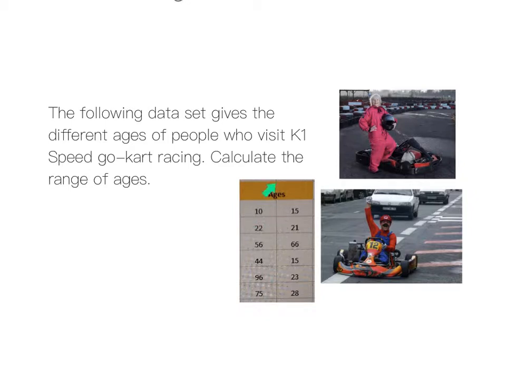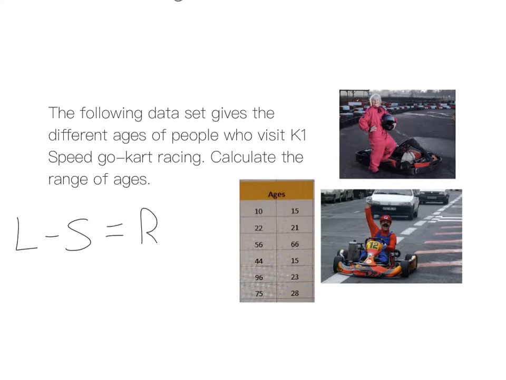Okay, so the following data set gives the different ages of people who visit the K1 Speed go-kart racing. And we're going to calculate the range of those ages. So all you have to do is identify the smallest and the largest. We're going to take the largest minus the smallest, and that equals the range. So we've developed a little formula here.